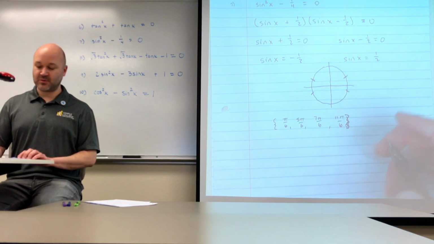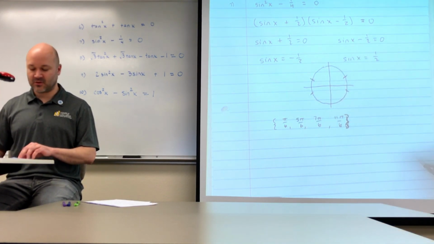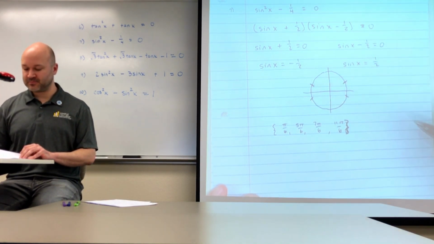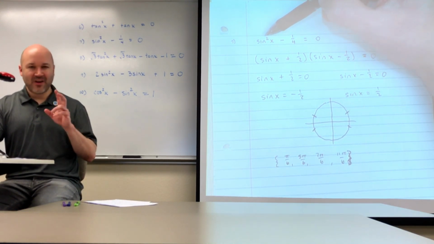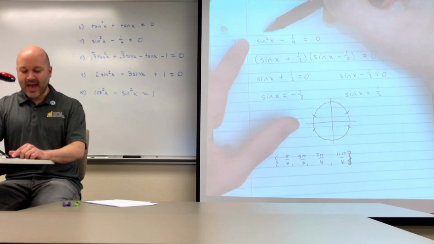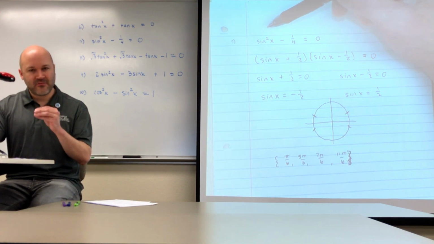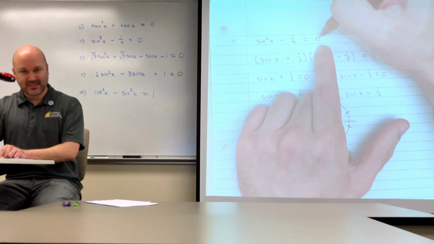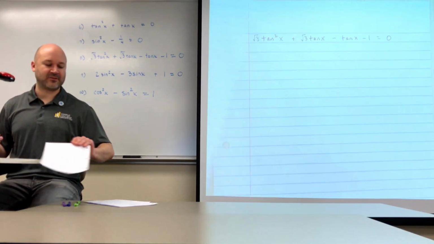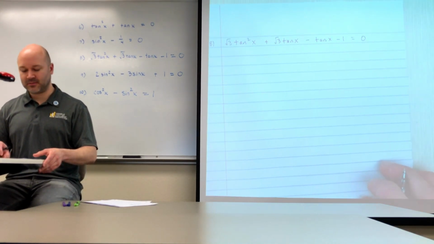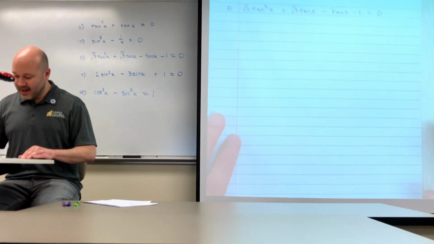These are the solutions within that first revolution of the unit circle that make this equation true. For this example, I saw that quadratic feel to it, and I knew I wanted to factor, especially with that 0 over there. Two factors equaling 0, you can set each factor equal to 0 and solve independently. All right, next example.